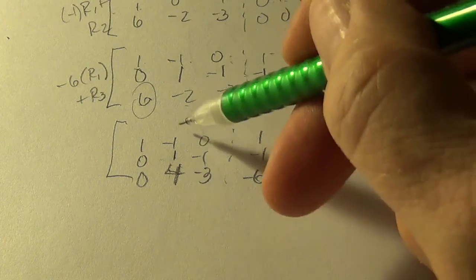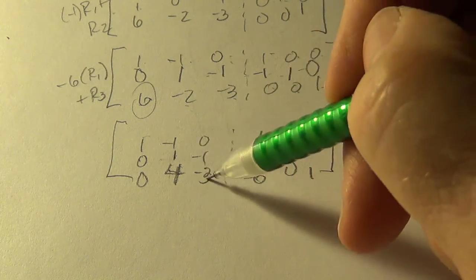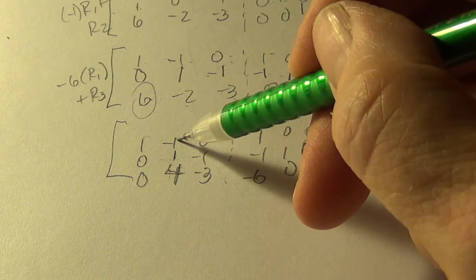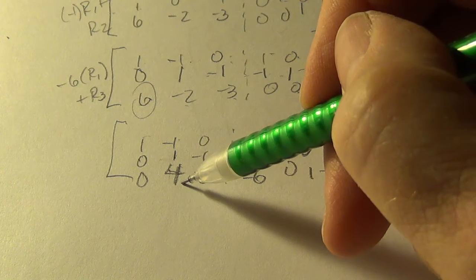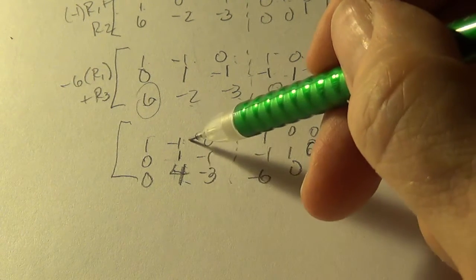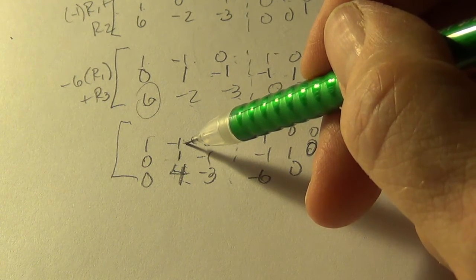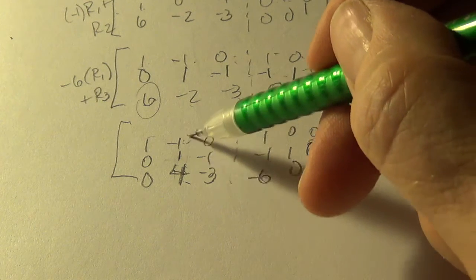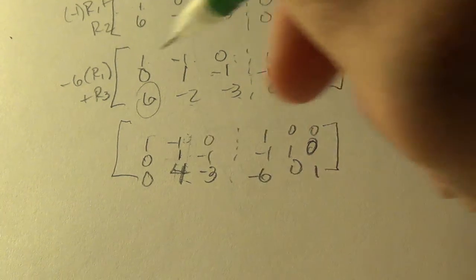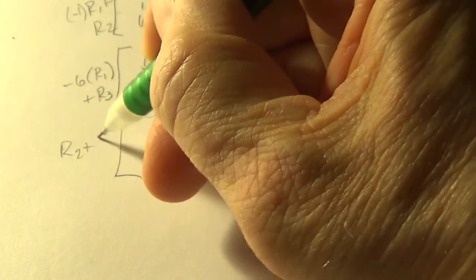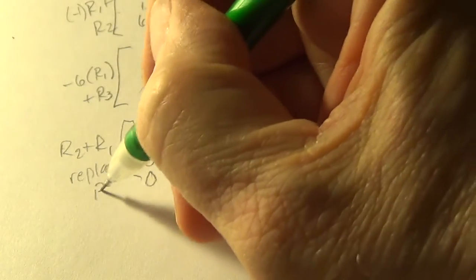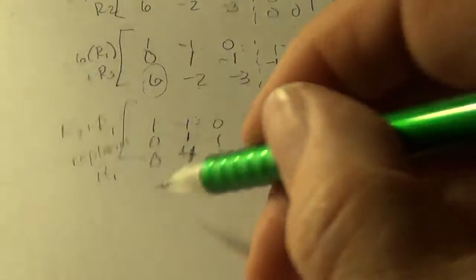Alright, so now I want to remember the 1s. So there's the 1. Now I'm going to deal with the fact that there's a negative 1 above it and a 4 below it. I need to make sure those are both zeros. So what if I add row 2 plus row 1, replacing row 1? Okay, I think that'll work.